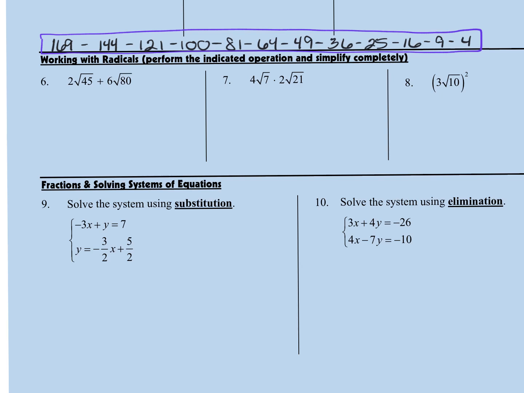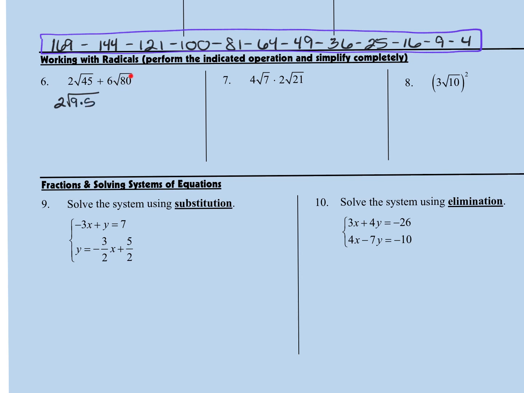Now, first thing we're going to look at is this 45. Is there a number from this list that will divide into 45 without giving a remainder? In other words, is a number from this list a factor of 45? And in fact, it is. 9 is a factor of 45. So what I can do is think of this 2 square root of 45 as 2, and then I'm going to think 9 times 5.